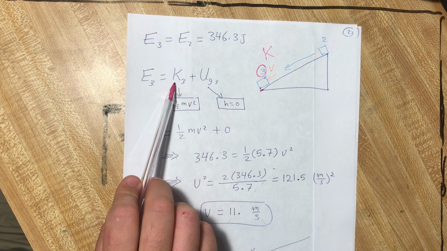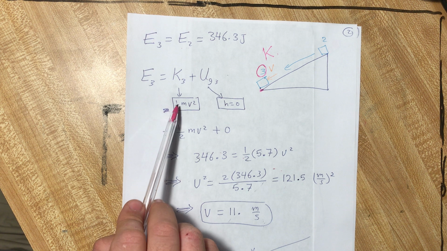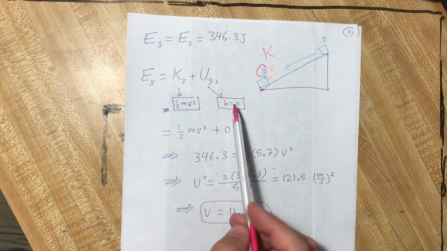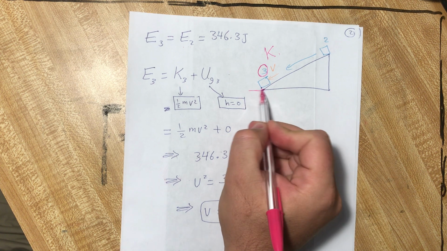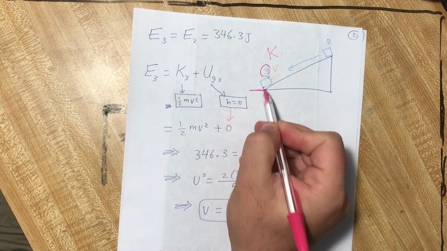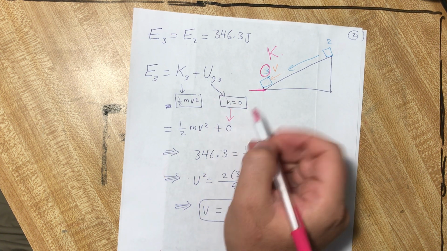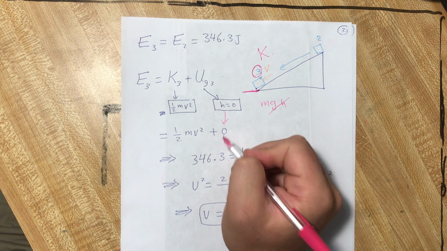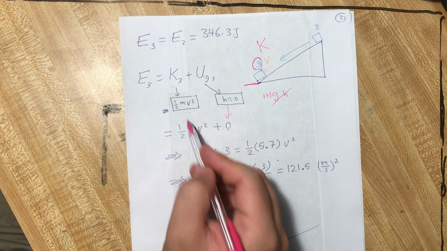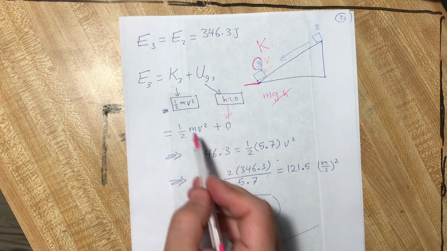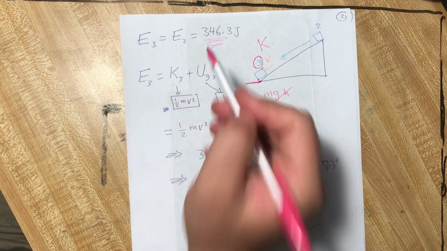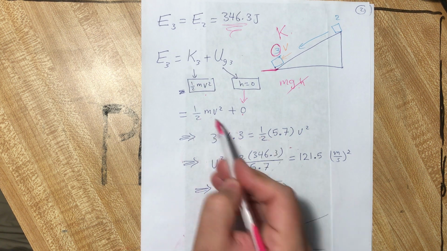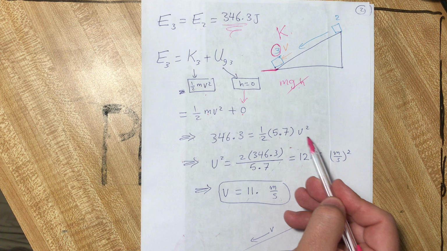The kinetic energy is equal to half mv squared. It is the formula. For the potential energy, we need to know that the height at this point is 0. It is the 0 level. So the potential energy mgh is equal to 0 because h is 0. But the kinetic energy is not 0. The kinetic energy is equal to the total mechanical energy: half m, 5.7, v squared.